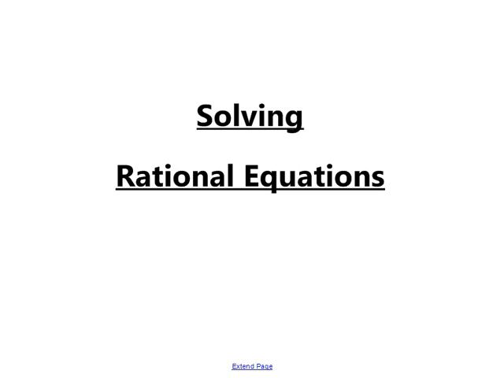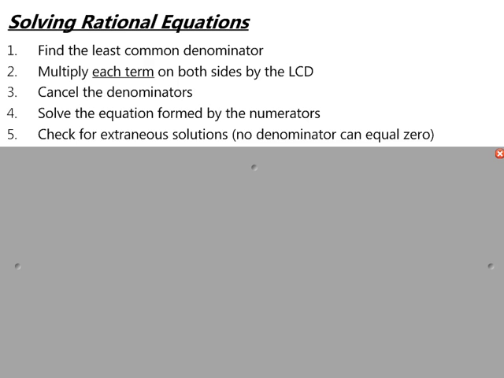Solving rational equations. When we're solving rational equations, our first step is to find the least common denominator. Next, we're going to multiply each term on both sides by the LCD, and then we want to cancel out the denominators. Then we'll be left with an equation formed by the numerators, and we need to solve it for the variable. Lastly, we need to check for any extraneous solutions.